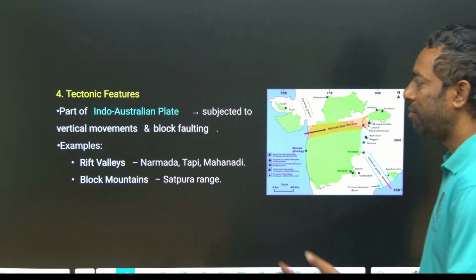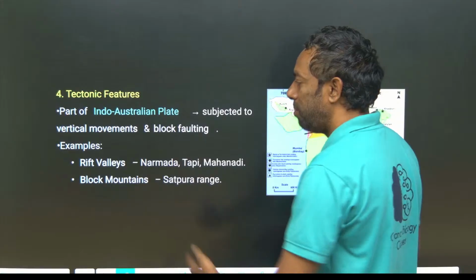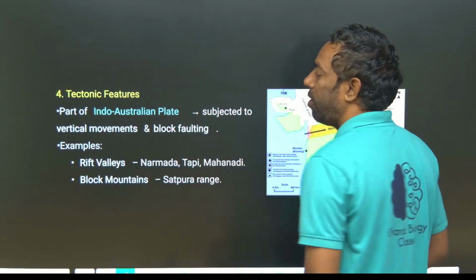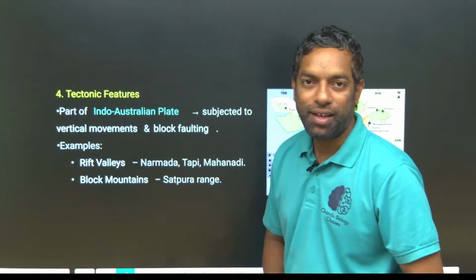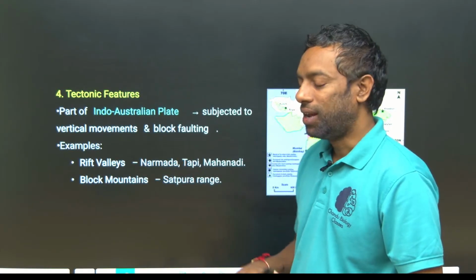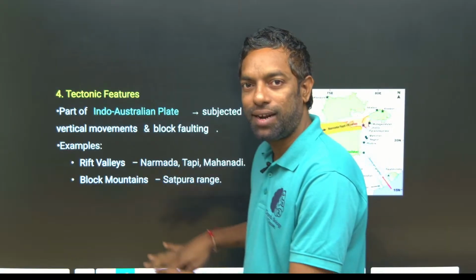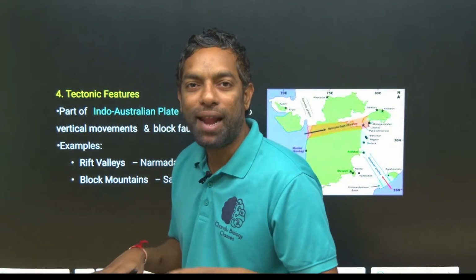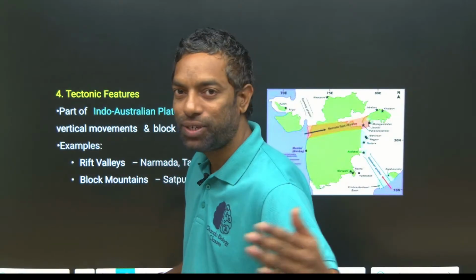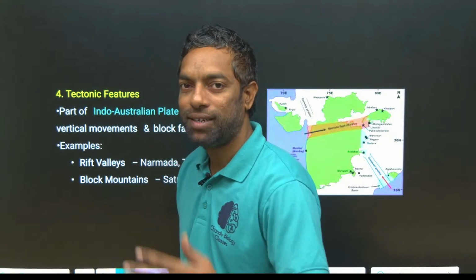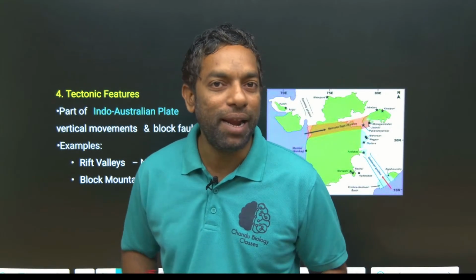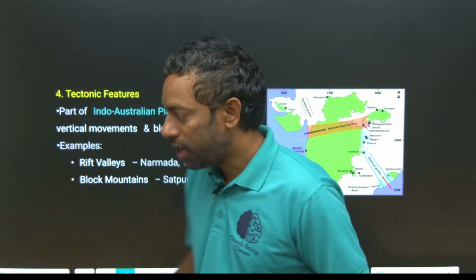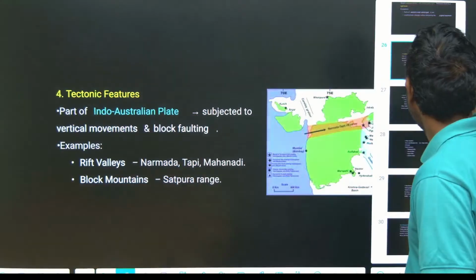Other features are rift valleys and block mountains, and how they formed. These valleys and mountains are formed through tectonic activity. They are mainland features, not the Himalayas, not the coastal areas, not the islands and the desert. We discussed the areas covered by the mainland in the previous video, and we will go through that again.